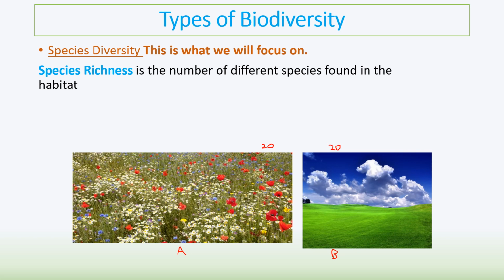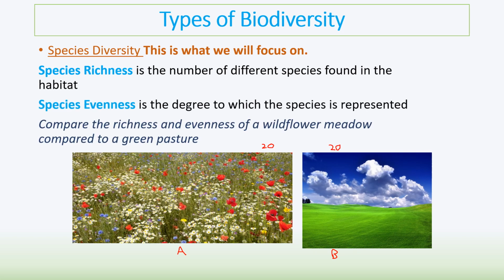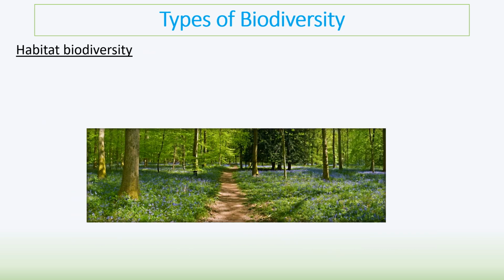Species diversity is species richness plus species evenness, and this is the degree to which each species is represented. So below you've got the same species richness, both have 20 species, but field A has a much higher level of evenness. There's a lot more representation of all the different plants, whereas field B has very low evenness, a poor representation, because you can see one dominant species there in the grass.